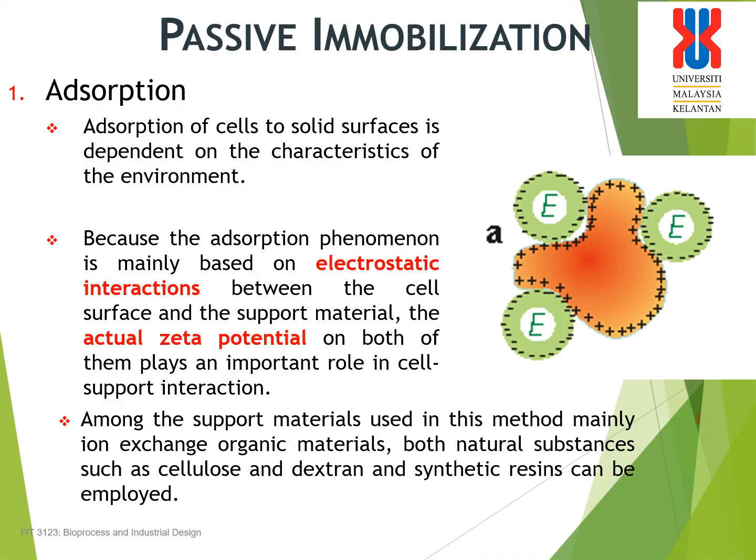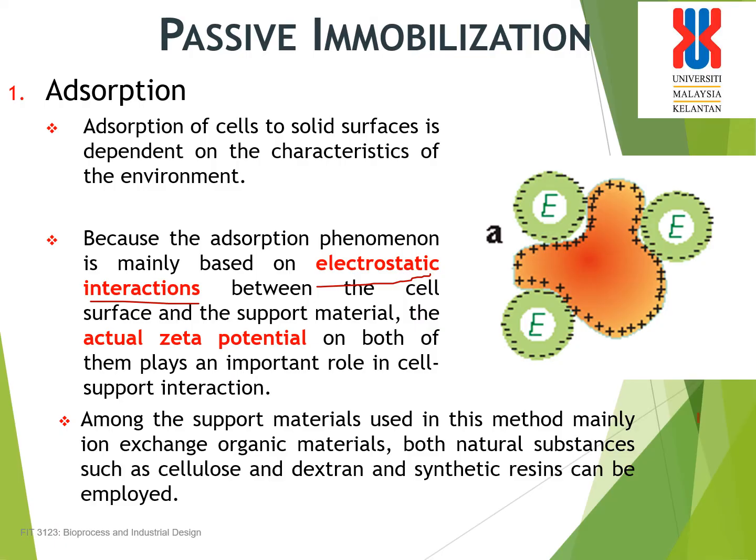Next, we go to passive immobilization. We have two. The first one is adsorption. Adsorption is based on electrostatic interaction. As you see here, the enzyme is negatively charged and the support material is positively charged. Because of the different charges, they will be attracted to each other, so they will adsorb to each other.